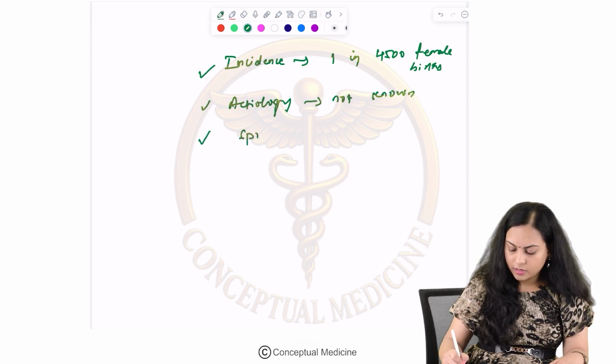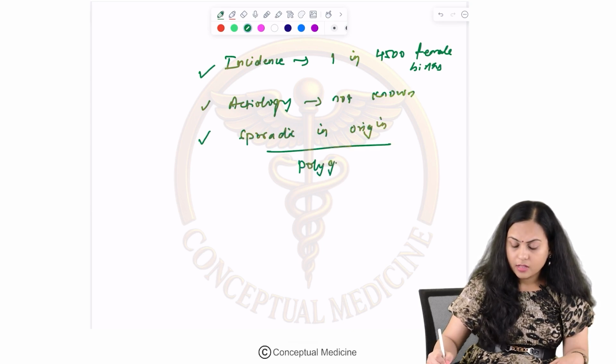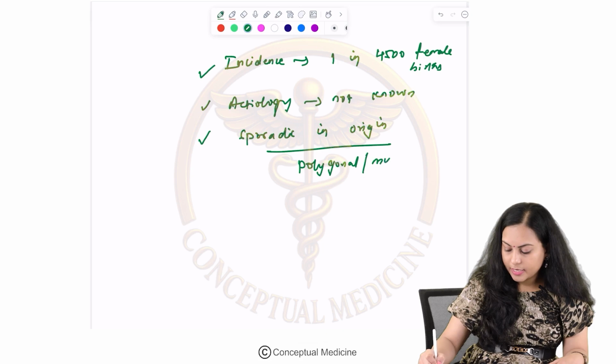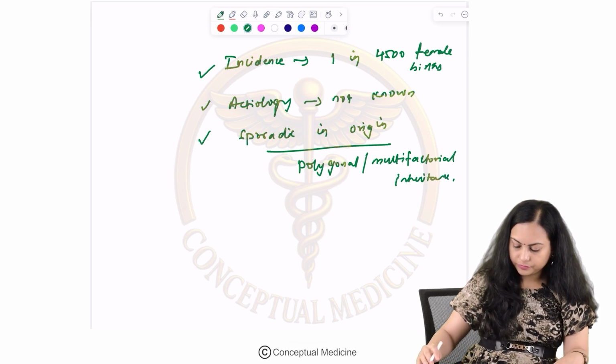Usually it is sporadic in origin, with polygenic or multifactorial inheritance, right?